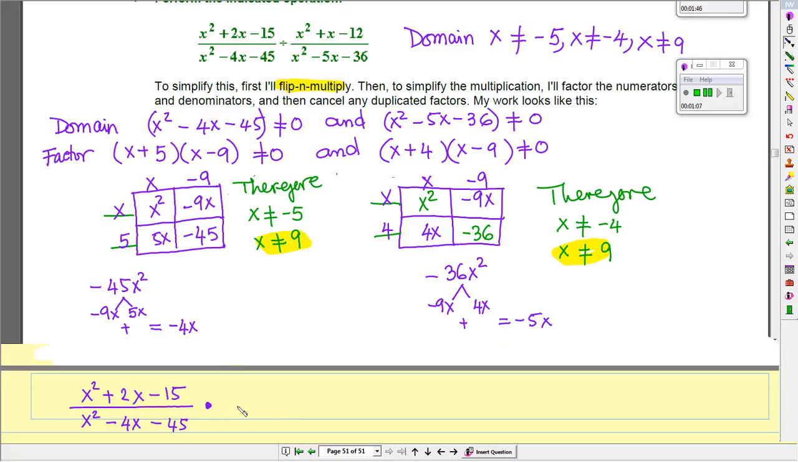I'll put a dot to represent our multiplication, and then we flip. So the second fraction now becomes x squared minus 5x minus 36 over x squared plus x minus 12. Next step, we are going to factor completely each one of our numerators and denominators.